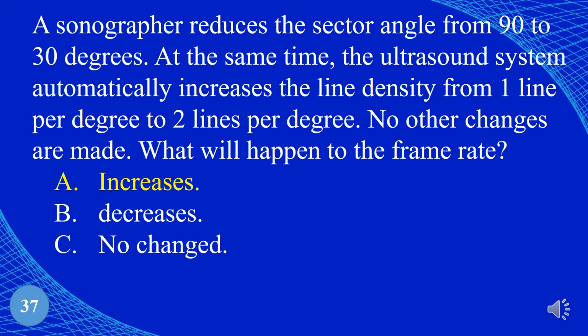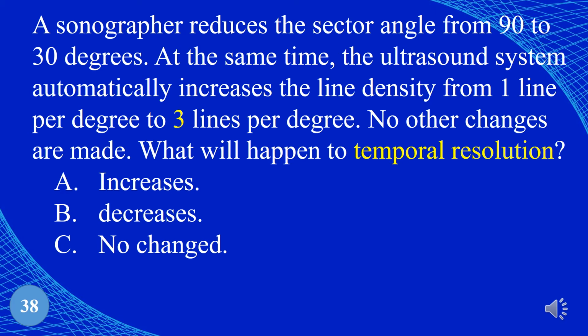Since the 30-degree sector image comprises fewer pulses, T-frame is reduced and the frame rate increases. A sonographer reduces the sector angle from 90 to 30 degrees. At the same time, the ultrasound system automatically increases the line density from 1 line per degree to 3 lines per degree. No other changes are made. What will happen to temporal resolution?